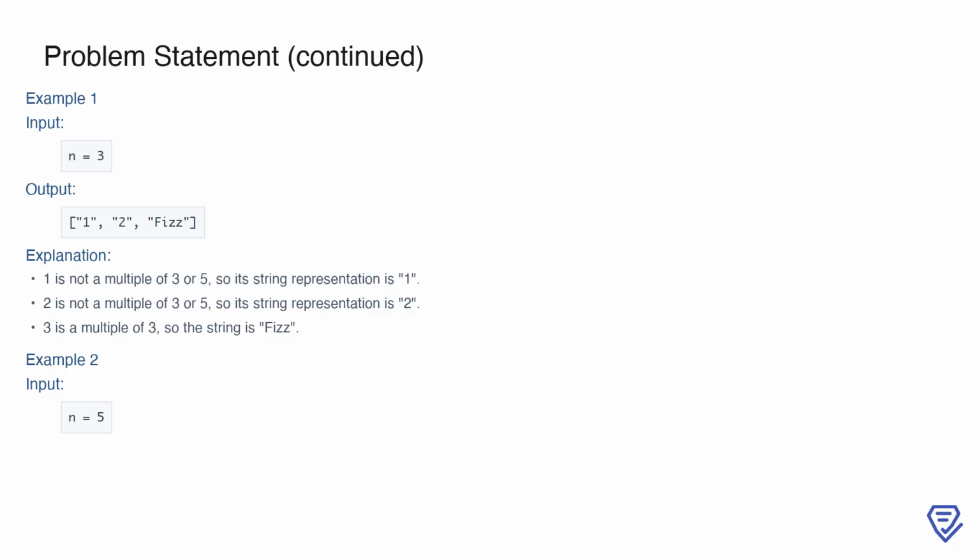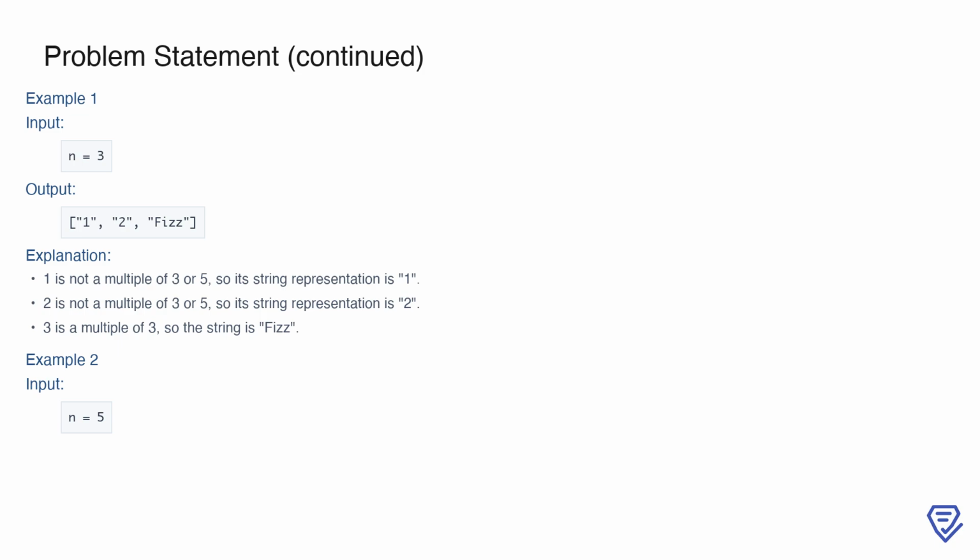In the first example, if n equals 3, the output list is 1, 2, Fizz. Here's why: the number 1 is not a multiple of either 3 or 5, so it remains as 1. Similarly, the number 2 is not a multiple of 3 or 5, so it remains as 2. However, 3 is a multiple of 3, so it is replaced by the string Fizz. Now, for the second example, where n equals 5, the output list extends to 1, 2, Fizz, 4, Buzz.